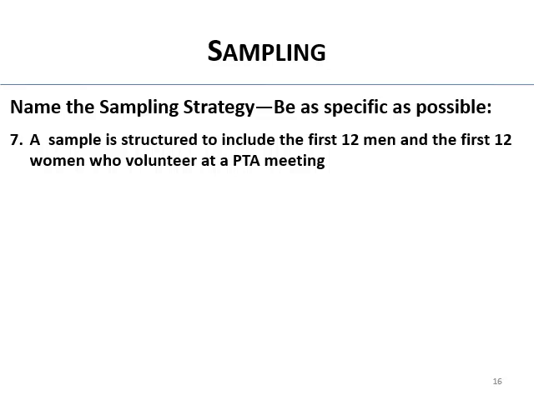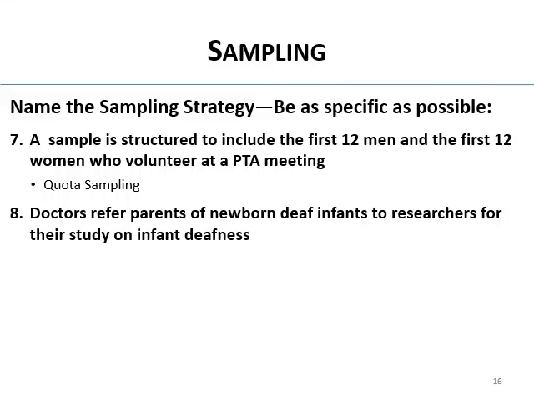A sample is structured to include the first 12 men and first 12 women who volunteer at a PTA meeting. Doesn't that sound like they're trying to get exact numbers, like a quota? Quota sampling.